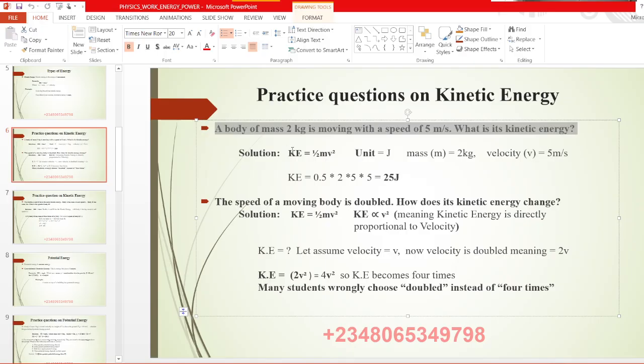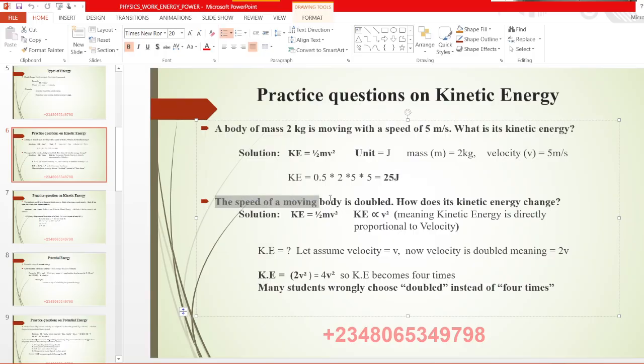Let's look at the parameters given in this question. Mass of 2 kg, velocity of 5 meters per second. We are now going to apply it. Half, which is 0.5, multiplied by the mass, which is 2, multiplied by v squared, which is 5 times 5. And we now have 25 joules. So the kinetic energy for this question is 25 joules. Let's look at another question.